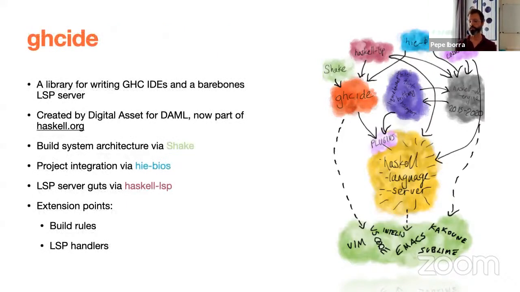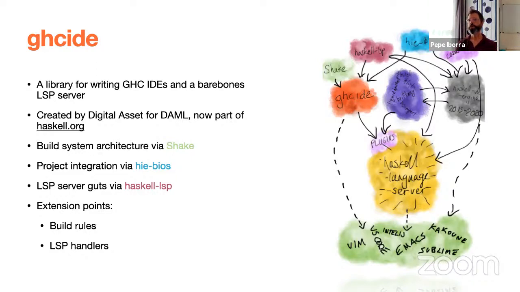And speaking of that, GHCIDE is a Haskell LSP server, which is written in Haskell, and it's built on top of GHC. It really sees itself as a library for writing Haskell IDEs, which happens to bundle an LSP server. It was originally created by a company called Digital Asset for their custom blockchain language DAML. They open sourced GHCIDE after MuniHac 2019, and recently they donated the project to the Haskell community. So it's now fully in the hands of Haskell.org.